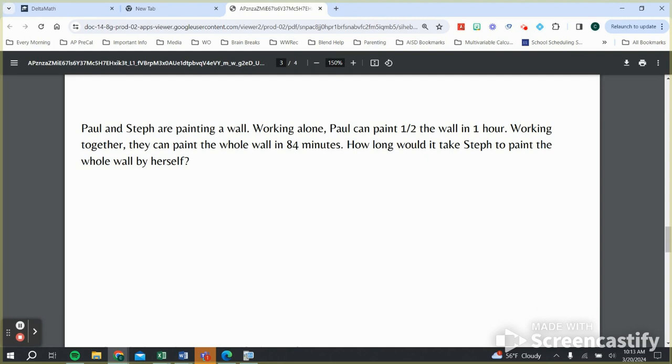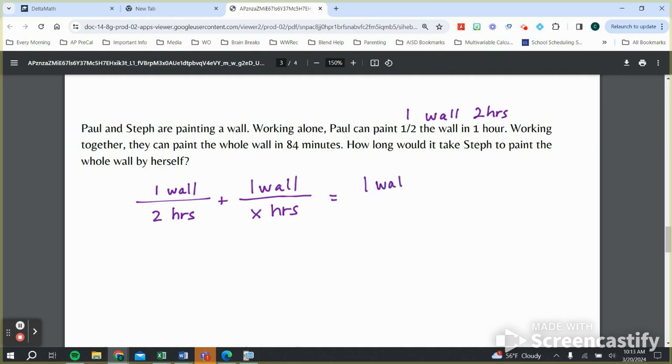So Paul can paint half a wall in 1 hour, right? Which means if I double the wall, so one wall, I have to double the hours, so 2 hours. I don't want to put a fraction in my numerator. I don't want to put 1/2 over 1. So I'm going to change this to one wall in 2 hours. So that's Paul. Steph, we don't know how many hours. And that equals, together, that same wall takes them 84 minutes.